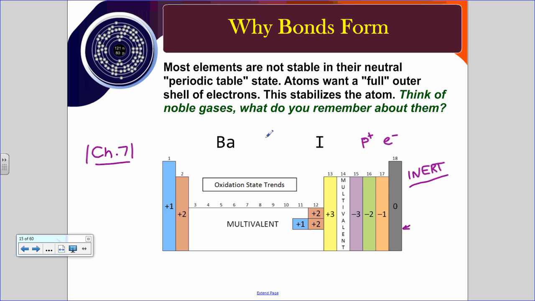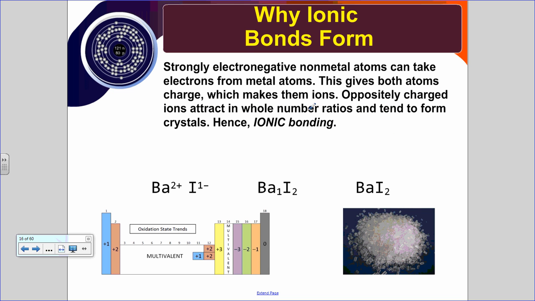So what we're going to be looking at the first couple slides is barium trying to bond with iodine. That's why barium and iodine are there. And these are the elemental state of barium and iodine. No charge, zero. Strongly electric, this is why ionic bonds form. More specifically, why ionic bonds?